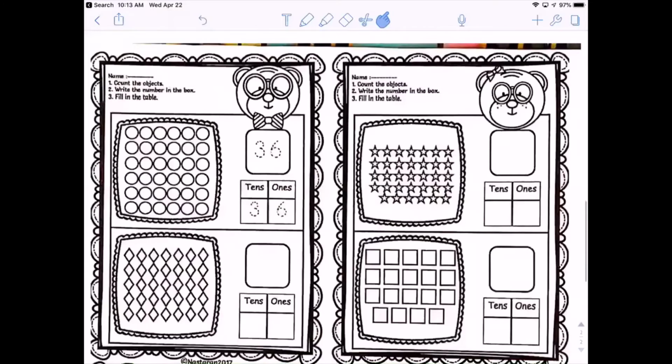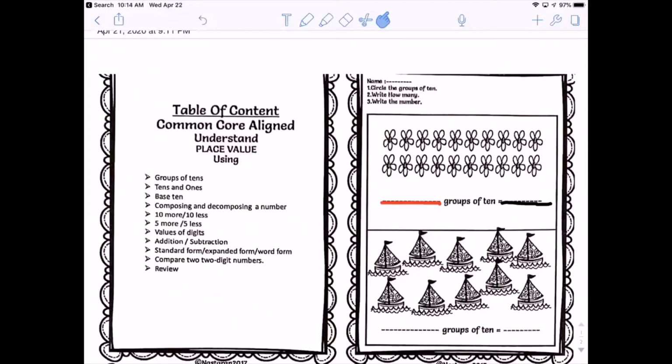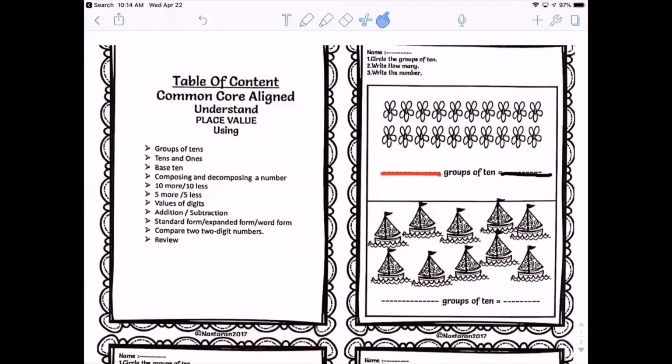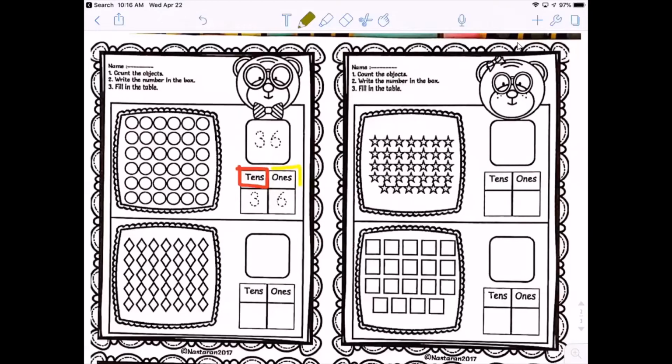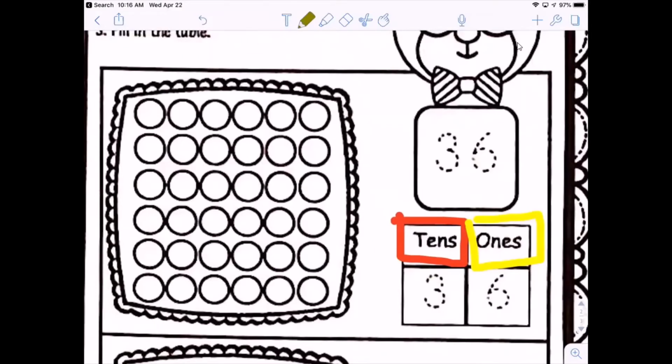Okay, so let's go back. On this page, make a star. That way you know this is part of your homework, this page, and you will remember when we finish. Okay, make a star or make a sun. That way you remember you have to do that for homework. My groups, my ones. Okay, so make sure you color code your tens and your ones.